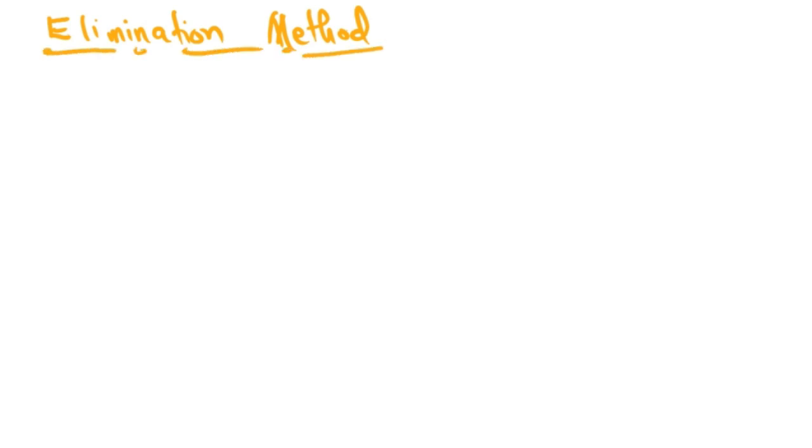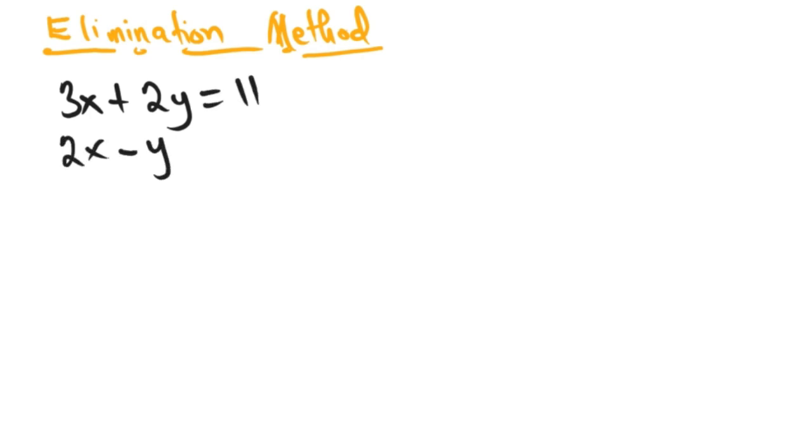So the first method I'll be looking at is the elimination method. Let's take this example. Let's say we have 3x plus 2y equals 11, and then 2x minus y equals 5. How do we use elimination to solve this?